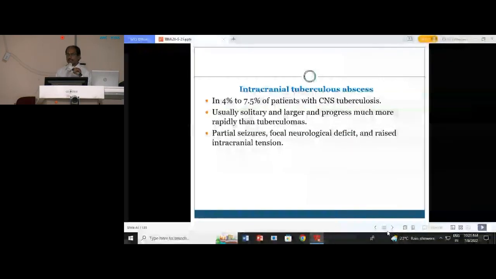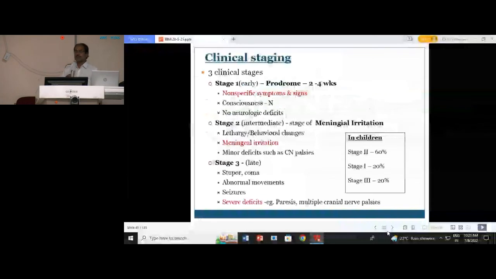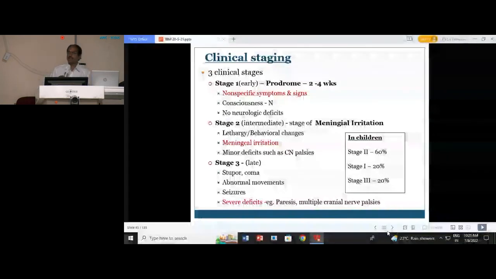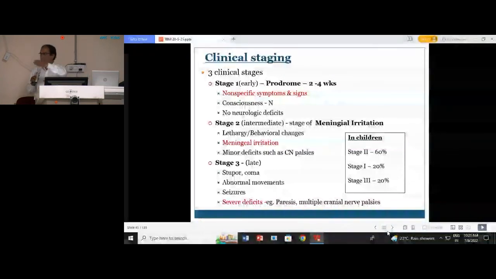After clinical features, we'll go for clinical staging. Stage 1 is early, stage 2 intermediate, stage 3 late. Early, late, and in between you have intermediate; you're not too early, not too late. In the early stage, the diagnosis is often missed because of non-specific symptoms and signs.